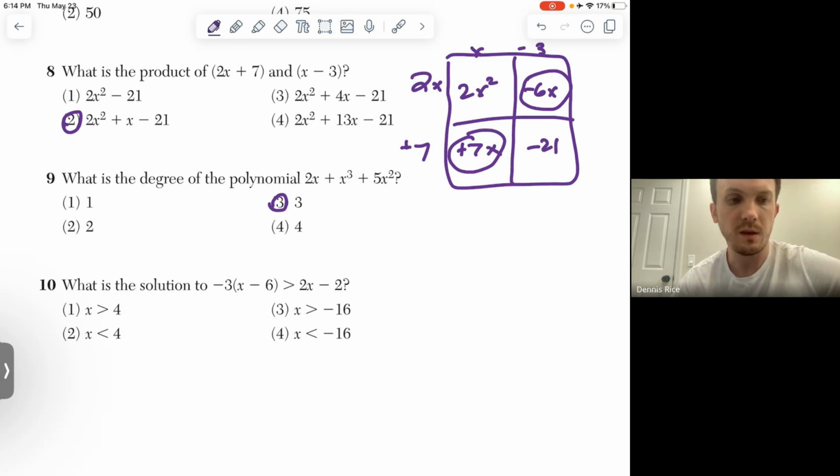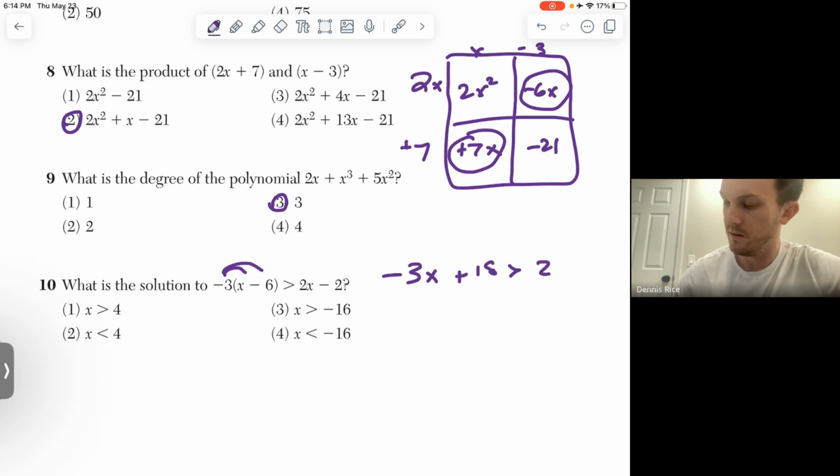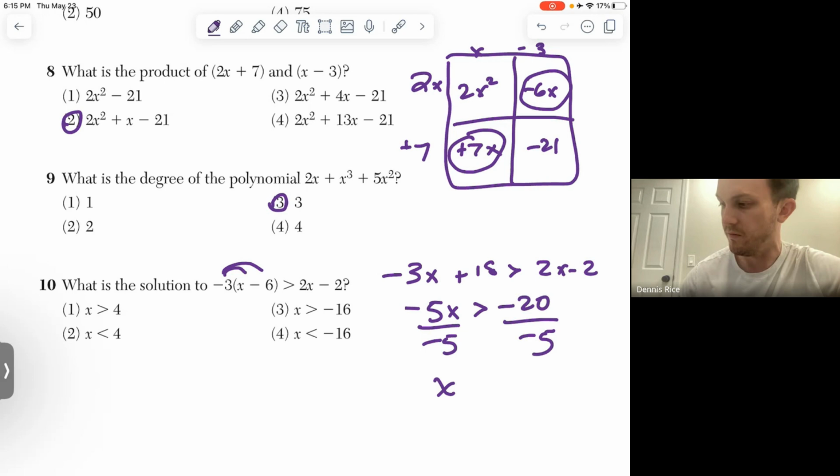Okay. For number 10, we have an inequality. I'm assuming we're going to get some dividing by negative stuff. I already see a negative 3, so let's see what happens. We're going to get negative 3x plus 18. Move the 2x over, move the 18 to the right. And now, I guessed it, you divide by a negative 5. Since I'm dividing by a negative, we flip the sign.